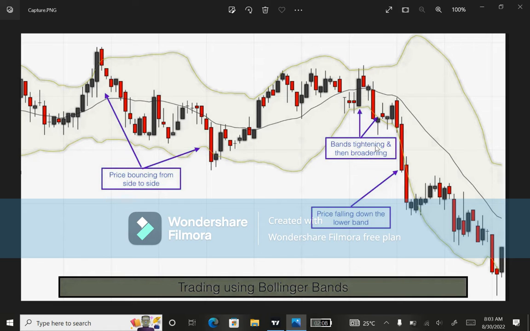So here you can see the band tighten and then broaden. So that broadening is telling you that there is high liquidity in the market, then coming to the breakout side. Okay, so price falling down to the lower band. So the price fell to the lower band but didn't retrace back just like it did here, because the market is coming from an accumulation phase.